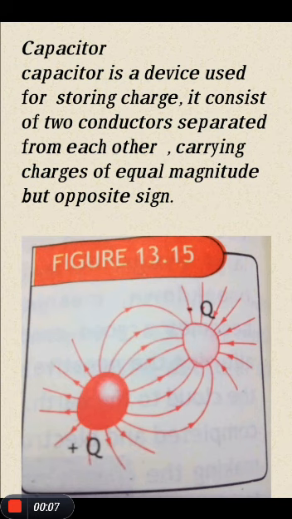The topic is capacitor. A capacitor is a device used for storing charge. It consists of two conductors separated from each other, carrying charges of equal magnitude but opposite signs. So the simple figure 13.15 is shown in this slide, which presents the charge positive Q, negative Q, and the space in between these two charges.